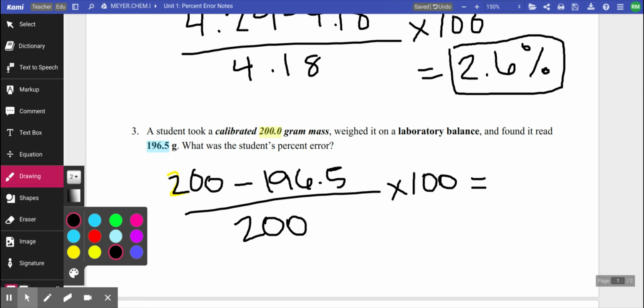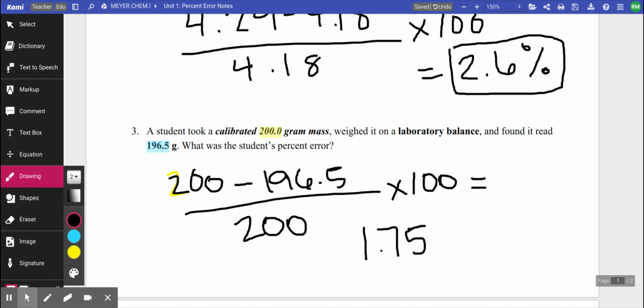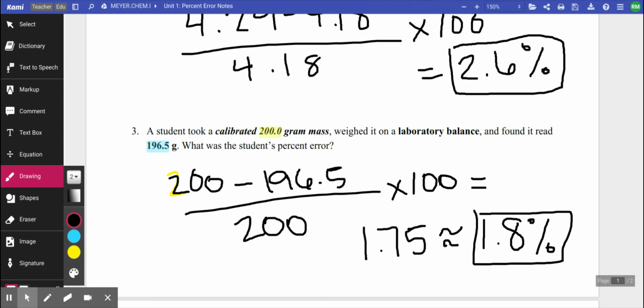Okay, go ahead, plug this in your calculator. Do not forget to break it into 3 steps. Okay, and you should have gotten 1.75. Remember, I just want one decimal place, so you can round that up to 1.8%. Make sure you label it.